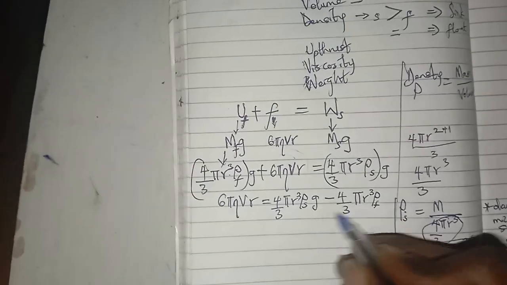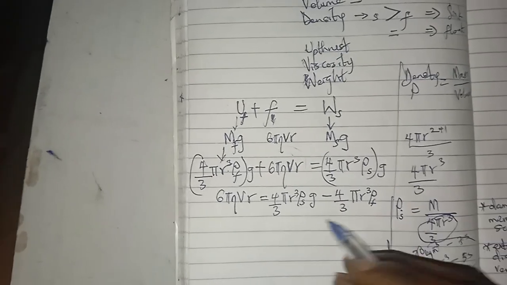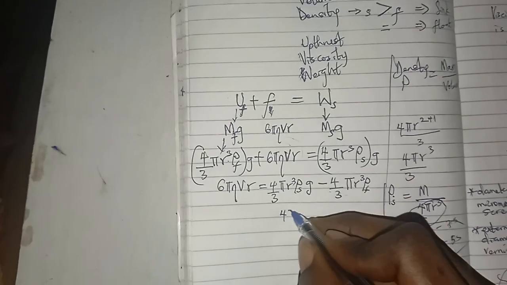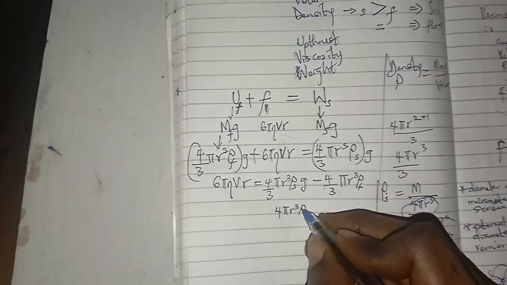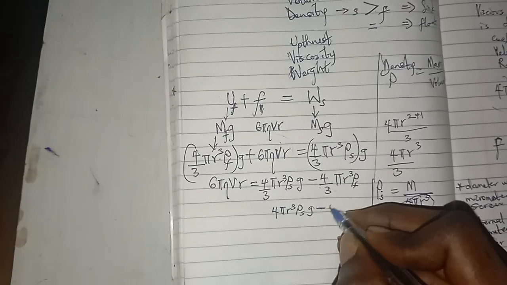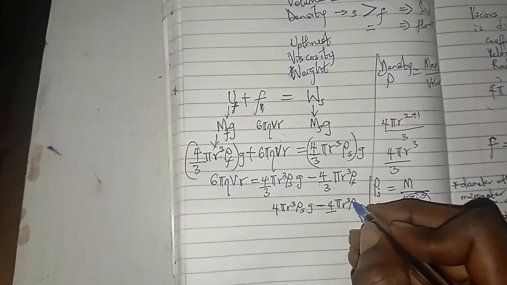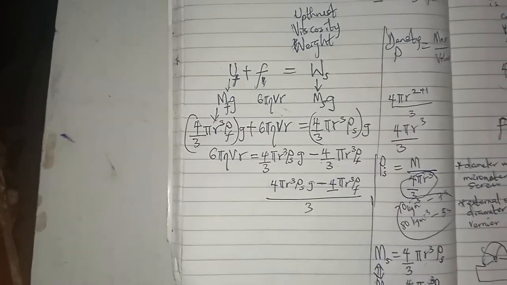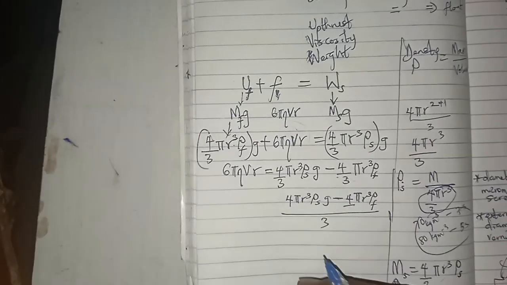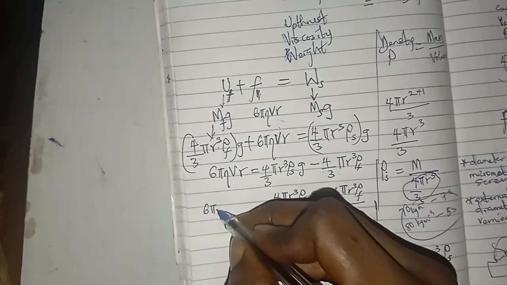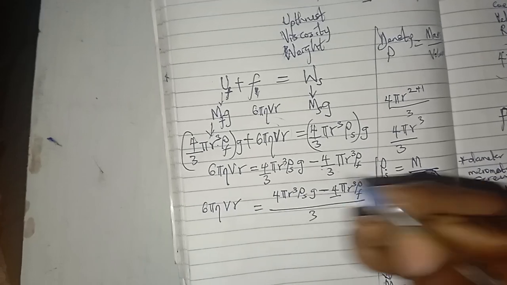And then this thing that I have here now is simply saying the same thing as 4 pi r cube rho S G minus 4 pi r cube rho F over 3. This is the same thing with this. So I can now say it equals 6 pi eta V R.